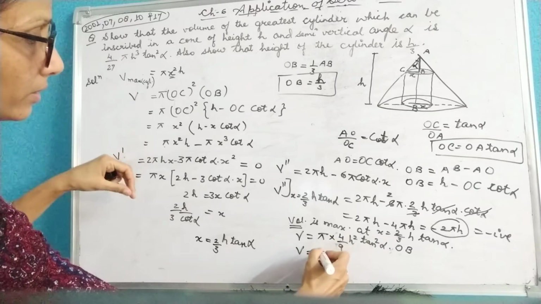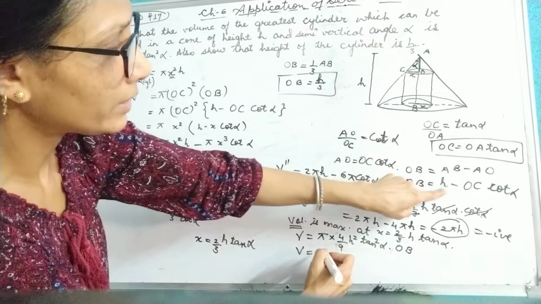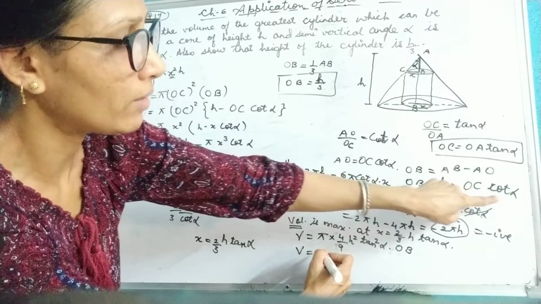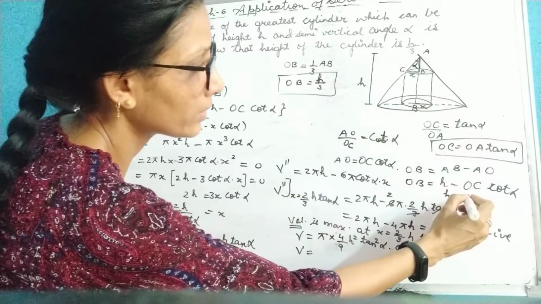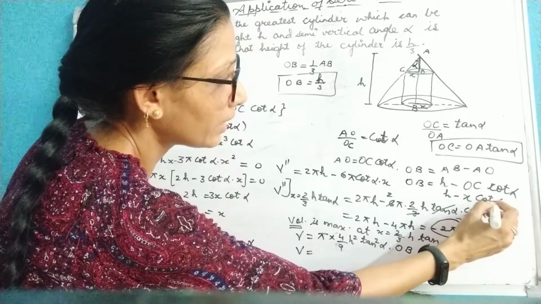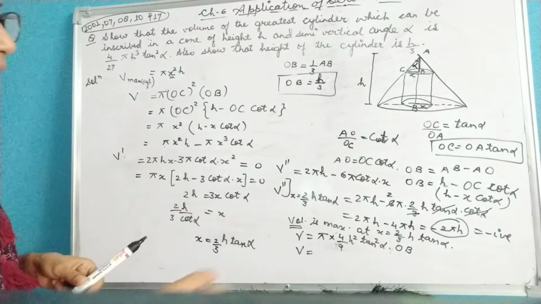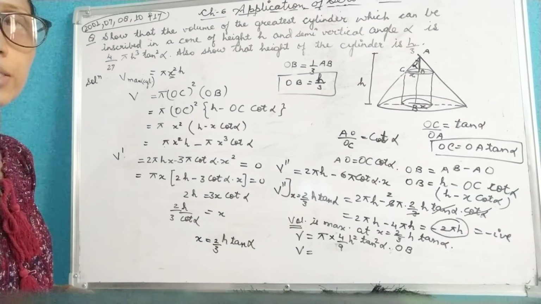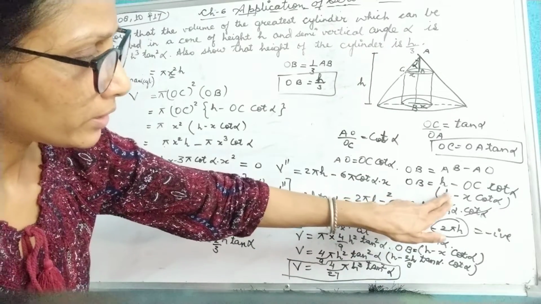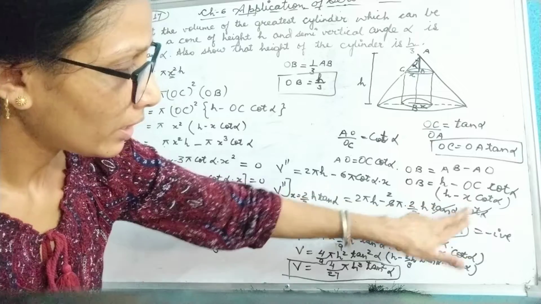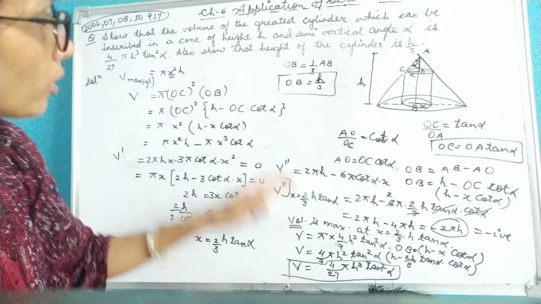What is your OB here? OB I have calculated as h minus OC cot of alpha. So OB can be written as h minus OC, OC is x, cot of alpha. Either I can put this value or I can write OB only, and after calculation I will get it as, so here for calculations this OB is written as h minus x cot alpha. I have substituted the value of x and simplified it, so I have got the required thing.